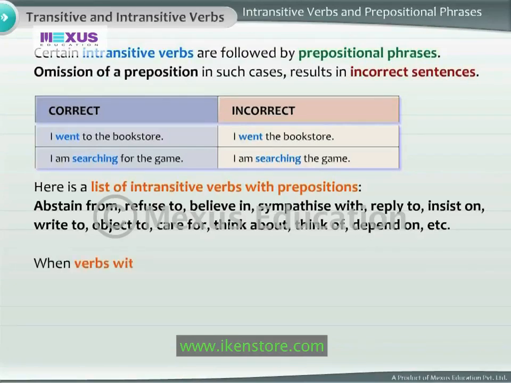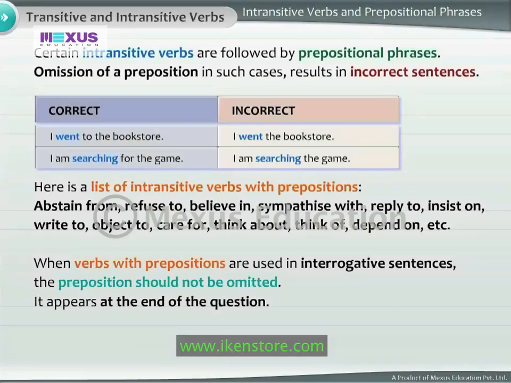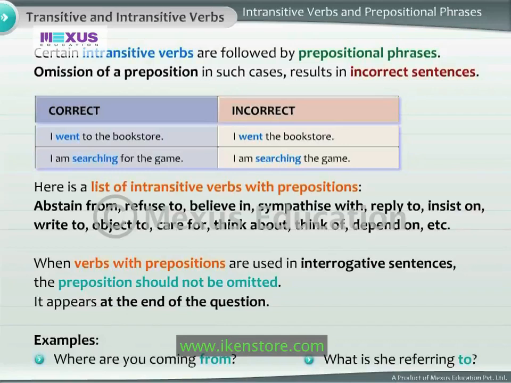When verbs with prepositions are used in interrogative sentences, the preposition should not be omitted. It appears at the end of the question. For example, "Where are you coming from?" "What is she referring to?"